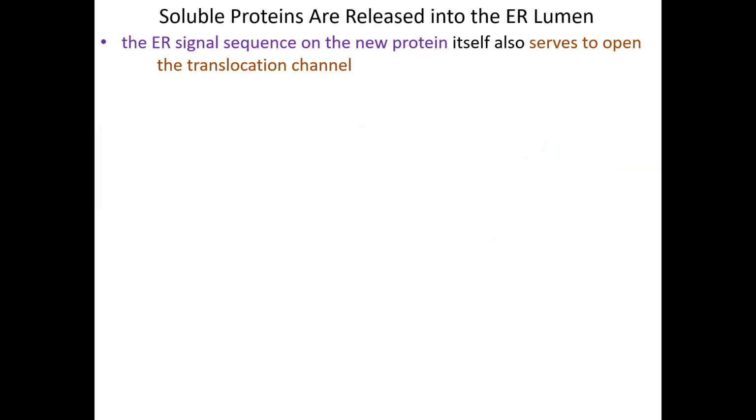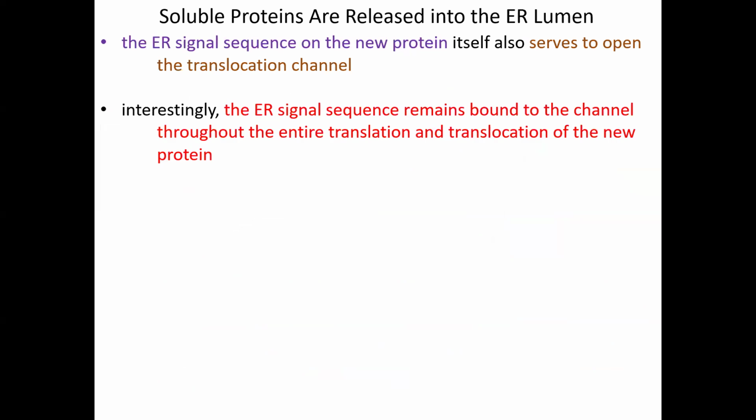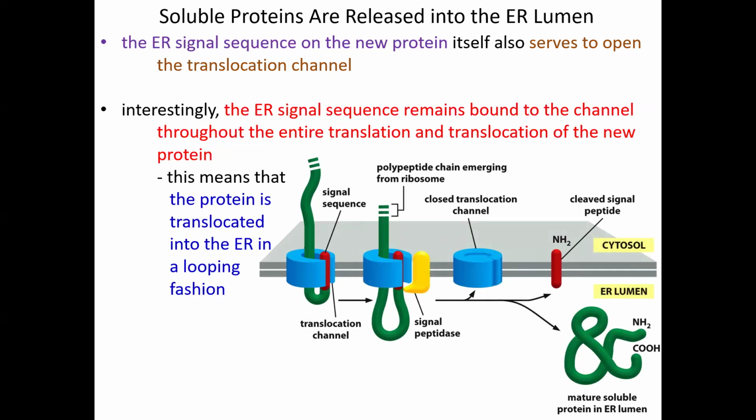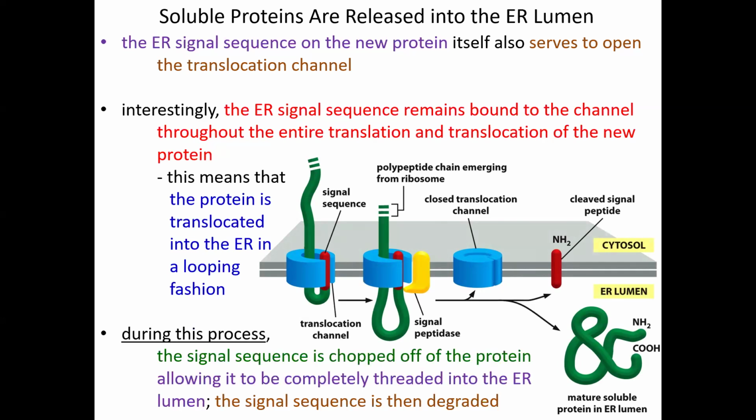So the ER signaling sequence on the protein that's being made is what allows it to interact with and open the translocation channel. And the ER signaling sequence remains bound to that channel even while translation continues. That's why we see this looping of the protein synthesis, because the signal sequence is stuck to the channel itself. So the protein is threaded in, as we have the signaling sequence stuck to the channel.